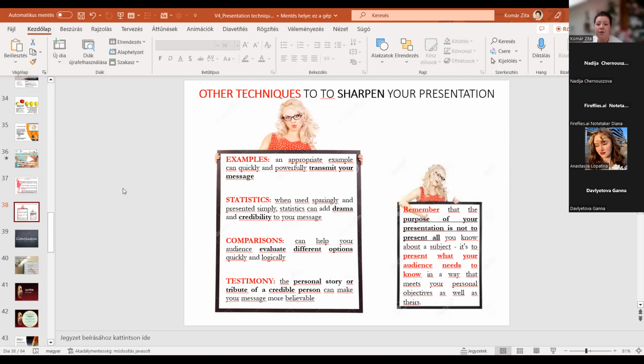And also using comparisons, like comparing two things rhetorically, gives an impression of a more interesting presentation, or if you have testimonies from customers who have already bought your product, or experts, professionals who advise to use your product. This is another good idea as well if you talk to customers.